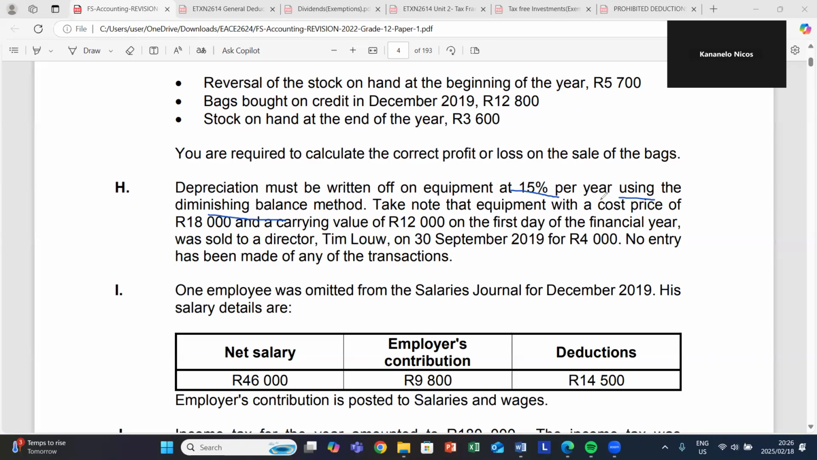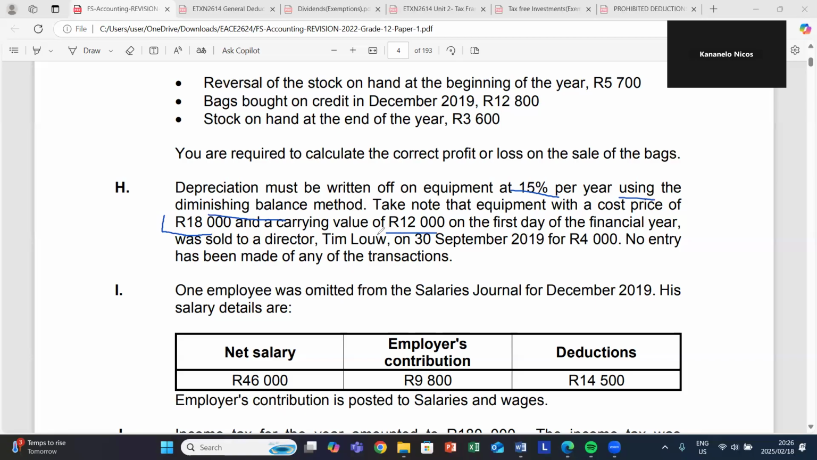And then they're saying, take note, that equipment with a cost price of 18,000 rand and the carrying value of 12,000 rand on the first day of the financial year was sold to a director.